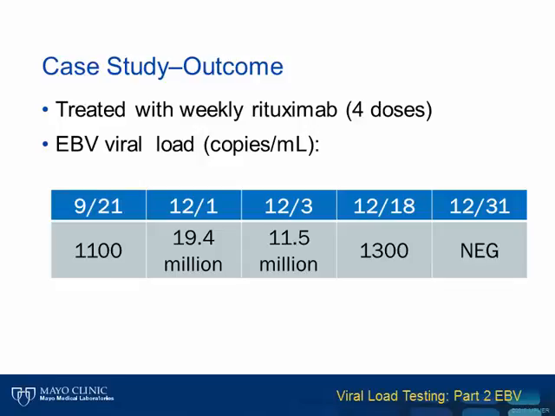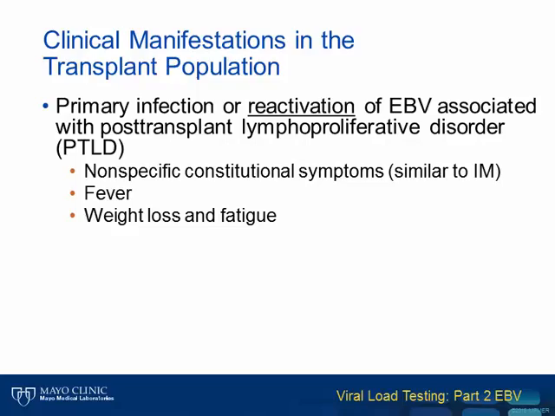This is a classic case of EBV-associated post-transplant lymphoproliferative disorder, or PTLD, which can be caused by primary infection with the virus, but more commonly by reactivation of the virus following severe immunosuppression. PTLD is characterized by nonspecific constitutional symptoms, similar to infectious mononucleosis. Patients may present with fever, weight loss, and fatigue.